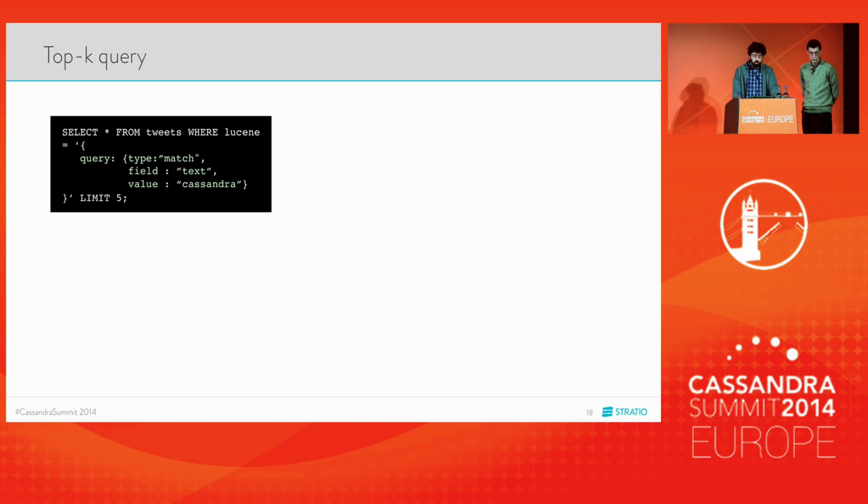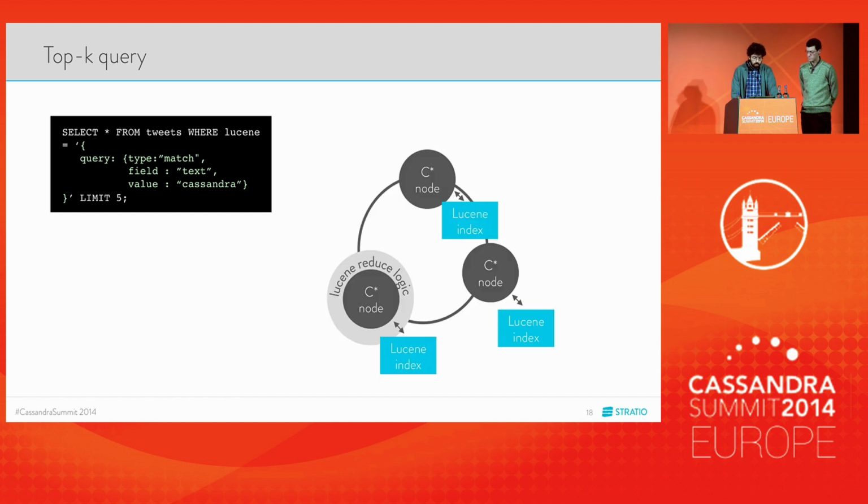Now imagine we would like to find the 5 best matching tweets containing the word Cassandra. As a top-K query, it will involve using relevance features. As before, the query arrives at the coordinator, and then the coordinator distributes the query to all nodes in the cluster, as we don't know in which nodes the more relevant results are.